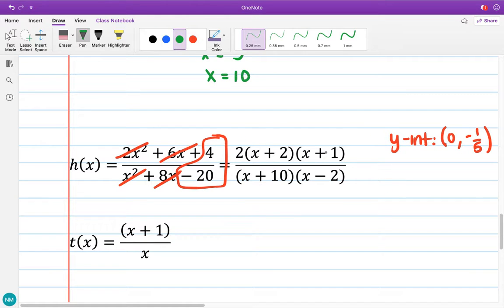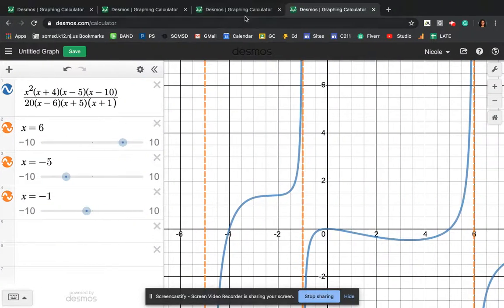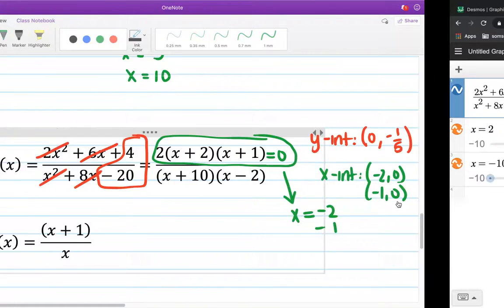And then for my x-intercepts, I just set my numerator equal to 0. And in factored form, it's easiest. So I get x equals -2 and -1. So my x-intercepts are (-2, 0) and (-1, 0). Let's look. Here it is. Oh, that's like a vertex. That's why it's an important point. Okay, so we have (-1, 0), (-2, 0), and then -1/5 as our y-intercept.